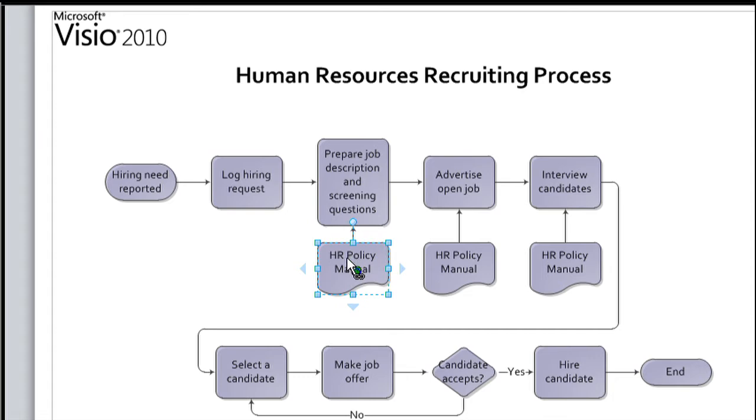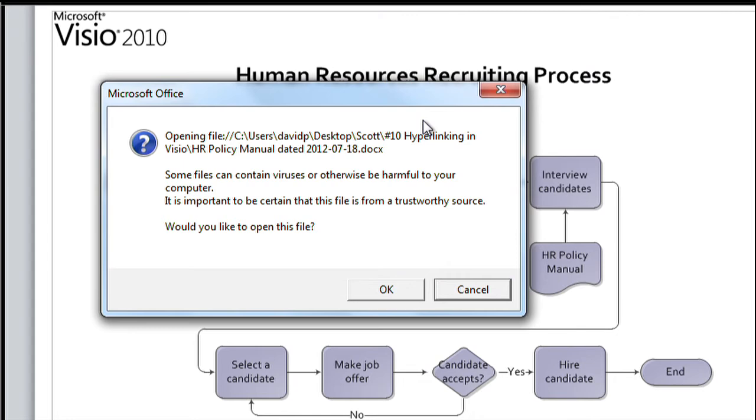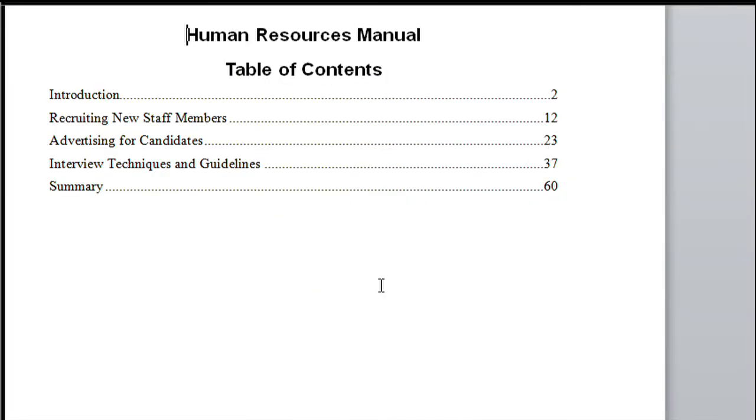Let's see whether it works. I can right-click and choose to follow the link, or I could Control-click on the object. I get a warning dialog. Visio is warning me that I'm leaving Visio, and is that OK? And I just said, yes, it is. And lo and behold, our Word document opens.